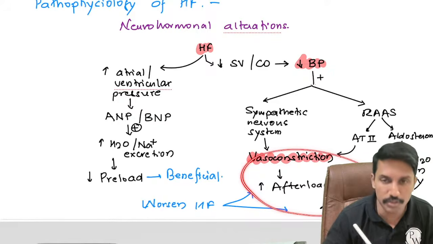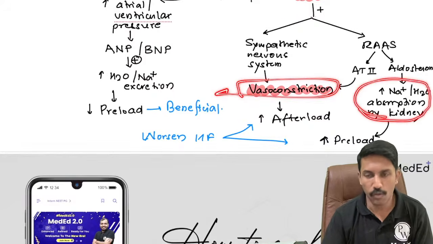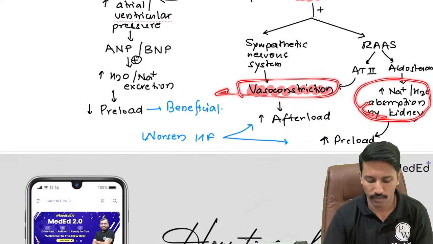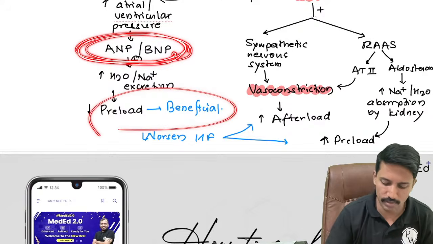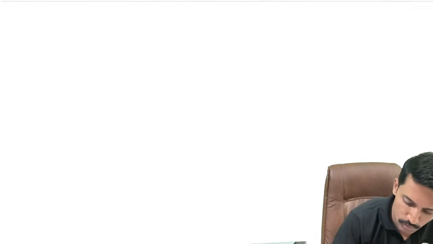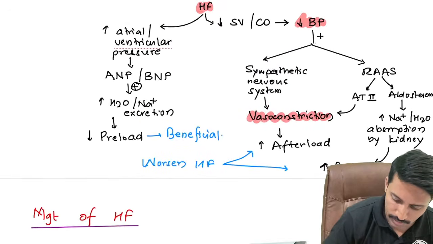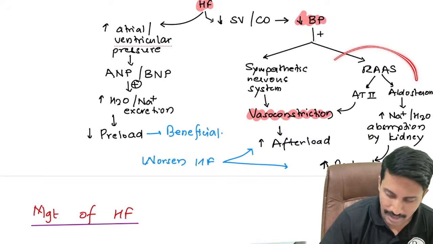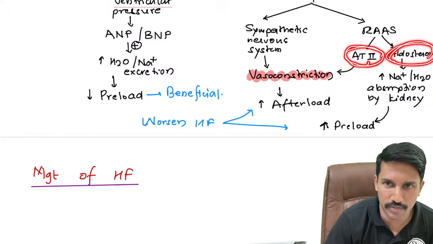So now if I have to manage this patient, what should I do? I have to make sure that this vasoconstriction and sodium and water reabsorption by the kidney are all blocked, right? And on the other hand, I have to facilitate the activity of ANP and BNP so that I get the extra benefit of the beneficial adaptation. So whenever it comes to management of heart failure, how do we manage? What do I have to block? I have to block RAS. It is harmful, right? Angiotensin receptor or angiotensin formation I should block. Aldosterone activity I have to block.